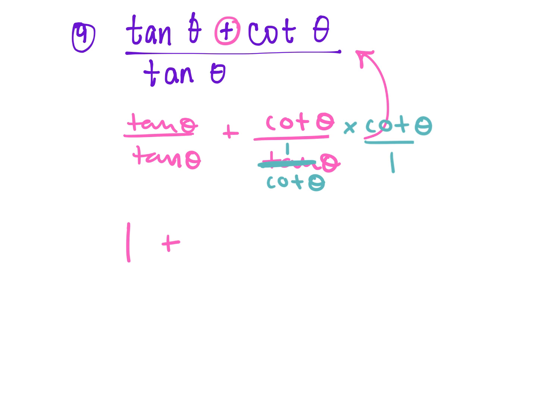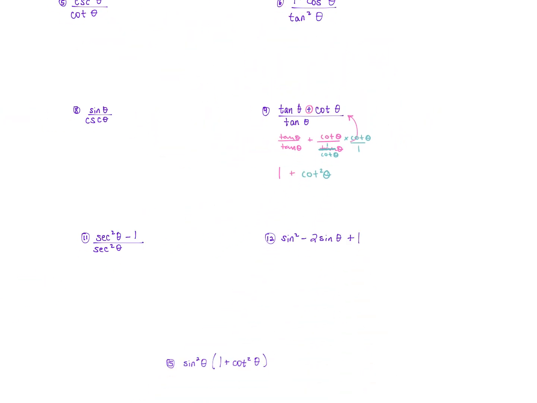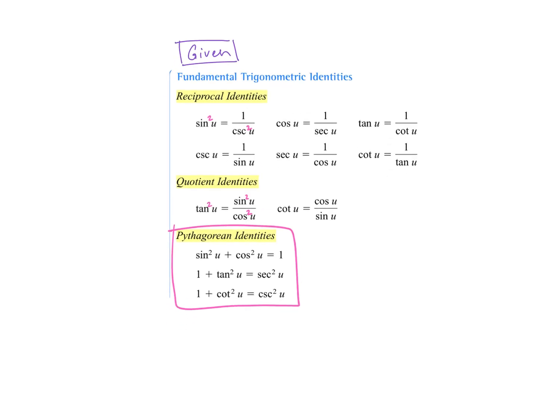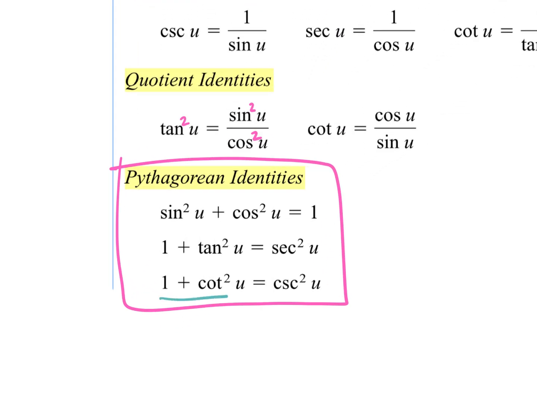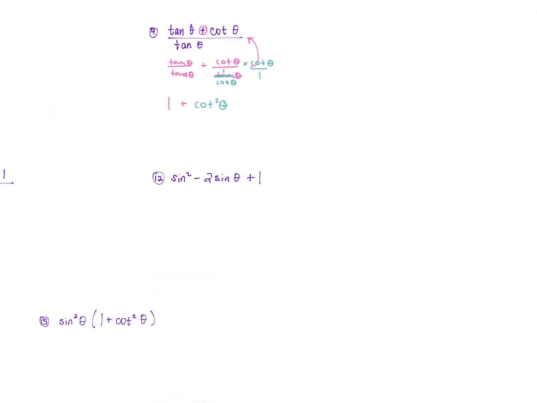What's cotangent times cotangent? Cotangent squared over 1, which would just be cotangent squared. Now we have a trig function squared and we're adding 1 to it, so let's see if we can simplify this using our Pythagorean identities. We have 1 plus cotangent squared. Out of my Pythagorean identities, I have a 1 plus cotangent squared. What does 1 plus cotangent squared equal? Cosecant squared. So I'm going to replace this with cosecant squared.